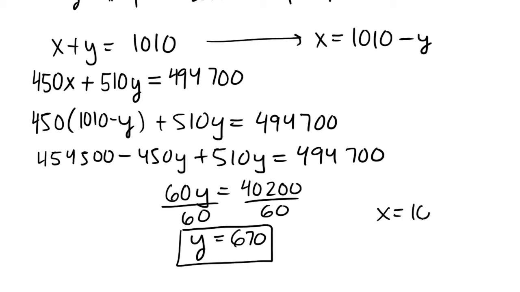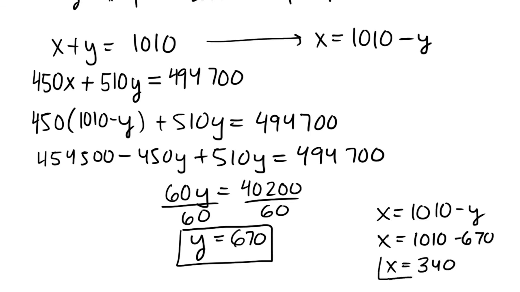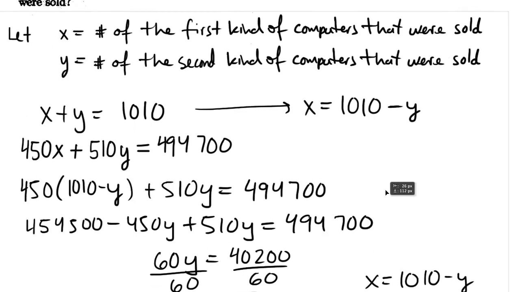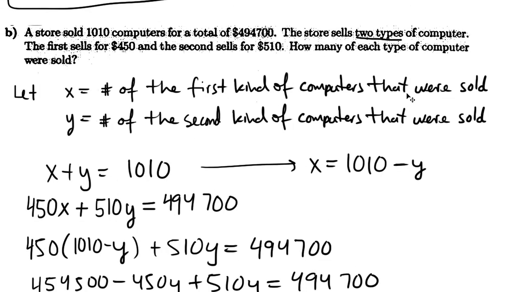How do we get x? Well, that's easy. I just look up here. X is 1,010 minus whatever y is, right? And I've just found what y is. It's 670. So 1,010 minus 670 is 340. So now we know how many of each type of computer were sold. That's what they wanted, right? How many of each type of computer were sold.